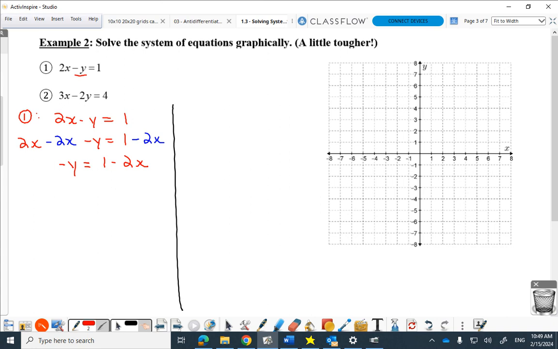So I'm actually going to divide both sides by negative 1. And then I get y equals negative 1 plus 2x. And to really make it y equals mx plus b, I'm just going to exchange the order of those two things so that I can see it in y equals mx plus b form.